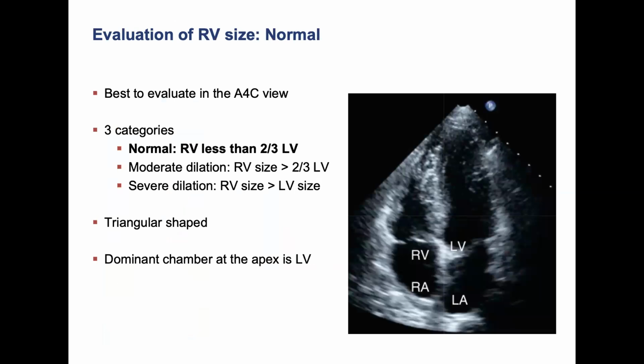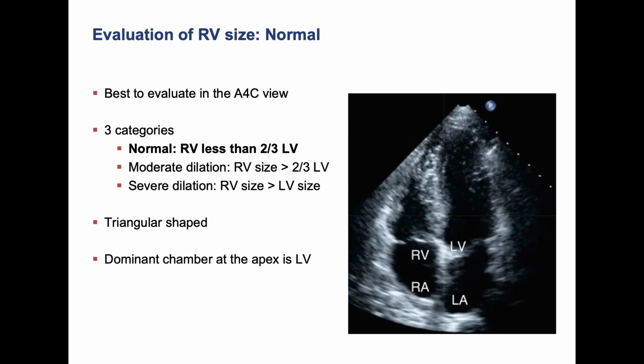Okay, so we said size. This is really best done in the apical four chamber view. So if you're going to evaluate the right ventricular size and compare it to the left ventricle, you have to have a good apical four chamber view. When we talk about size categories, there's three categories: normal, moderately dilated, or severely dilated. So normal, the RV should be less than 2/3 the size of the LV, as we see here. Moderately dilated, it's more than 2/3 the size of the LV, and severely dilated if the right ventricle is actually bigger than the left ventricle.